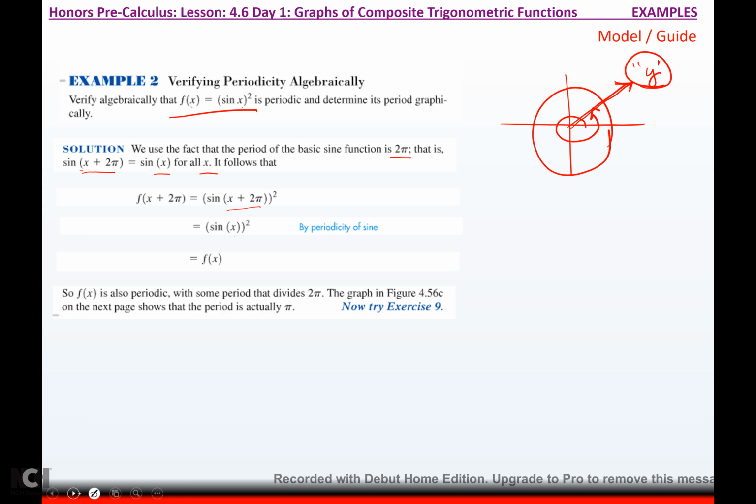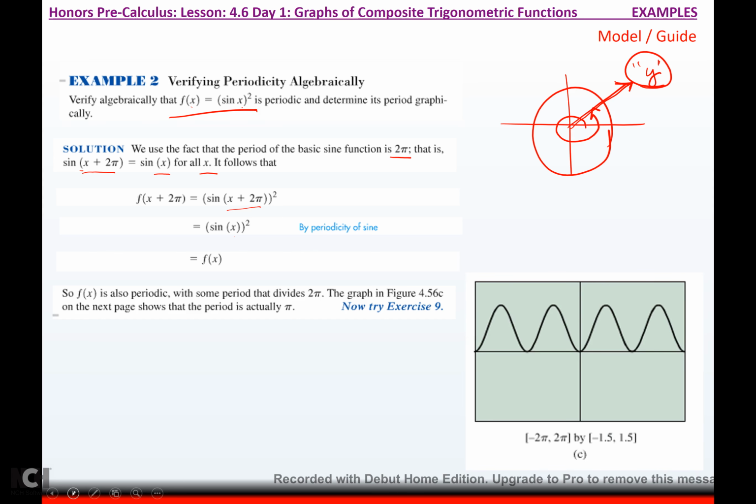And then if we look at the graph, we can see that the period is actually pi, because this is going from negative 2 pi to 2 pi. So if this is 0 and this is 2 pi, then this must be pi. Once it starts to repeat itself, it's starting to repeat again. So this is one period of the function, which is pi, instead of the normal 2 pi that sine usually is, because you squared it.